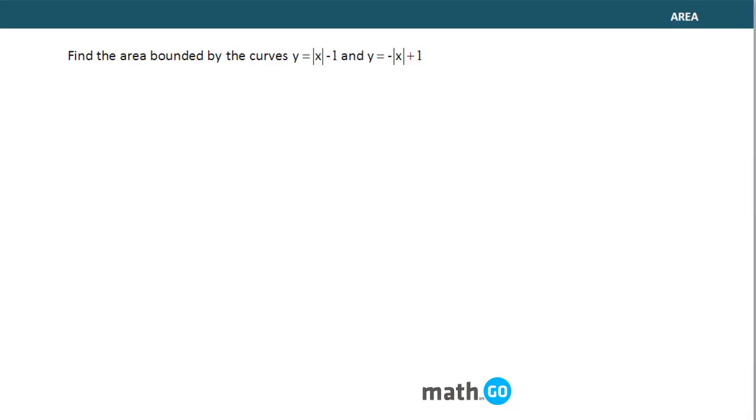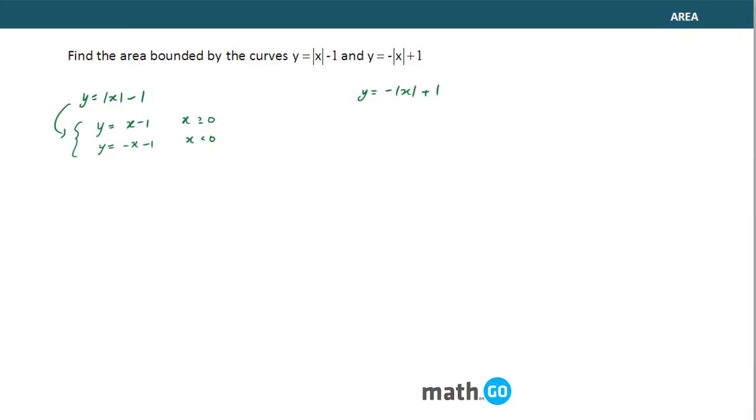Okay, now let's take another interesting problem. It says that you need to find the area of the bounded figure formed by the following curves. So here it looks like there are only two curves, but they are not two curves because it's the modulus function. So it is y is equal to mod x minus 1, and this other curve is y is equal to minus mod x plus 1. So actually this reduces to two curves each. It is y equal to x minus 1 for x greater than or equal to 0, and y is equal to minus x minus 1 for x less than 0.